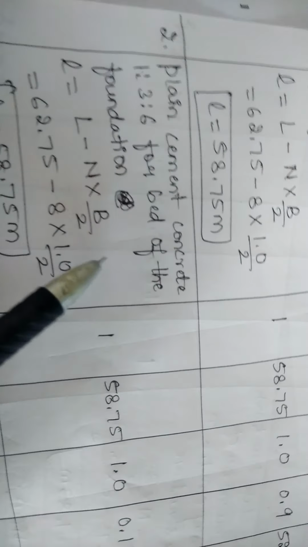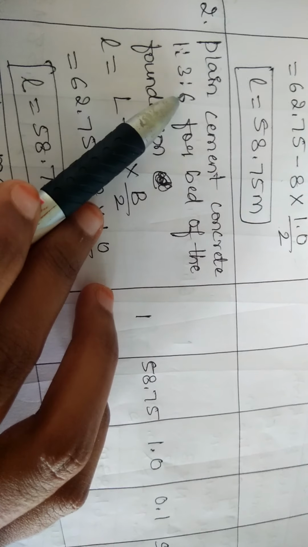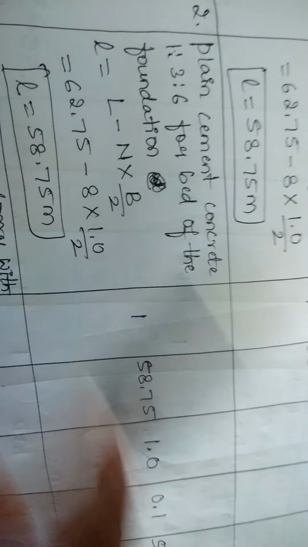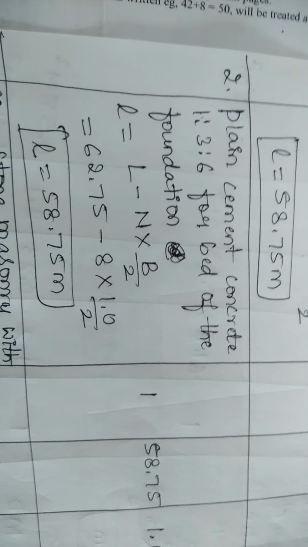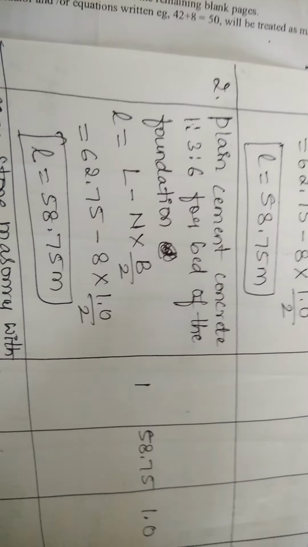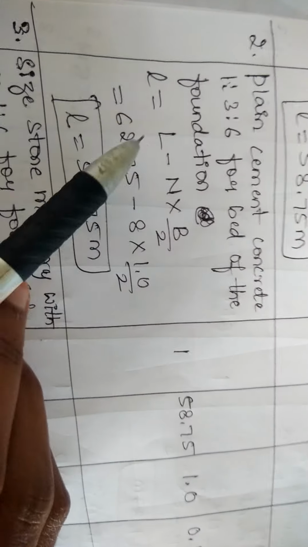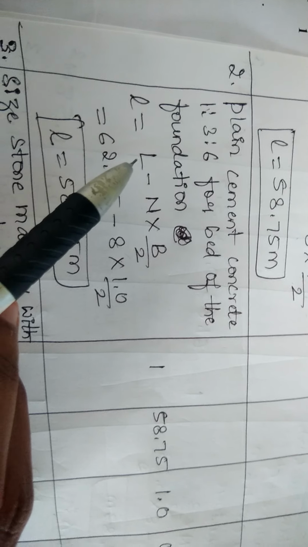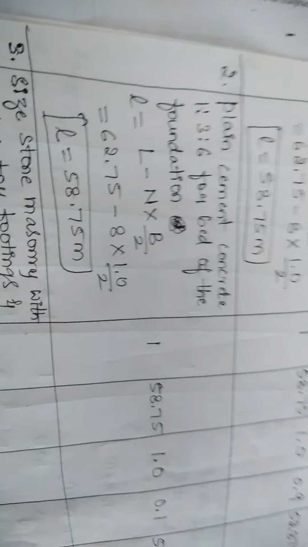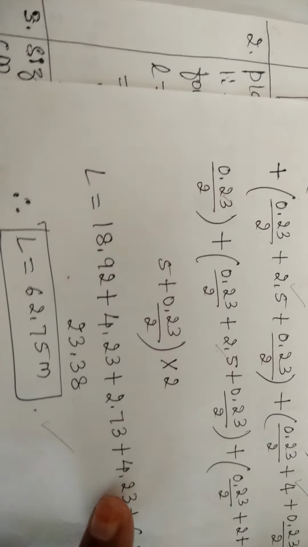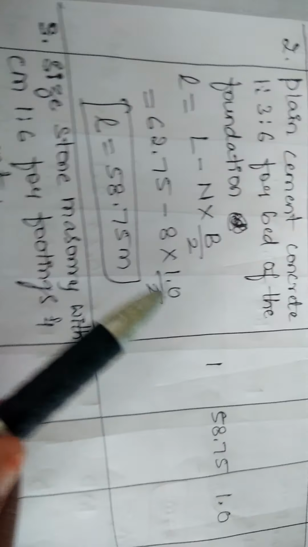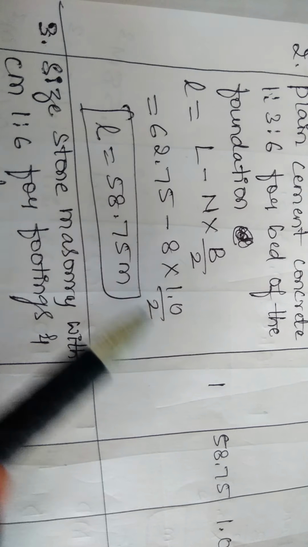So let us move to the next item of work. The second item of work is plain cement concrete 1:3:6 for a bed of the foundation. So now again you have to find the new length for this, and this new length will be found out by the formula L minus n into b by 2. Where capital L represents the total center to center length of the building, which is again 62.75. You write the value as 62.75, and n represents the number of junctions, which is 8 numbers, into b represents the width, that is 1 by 2.